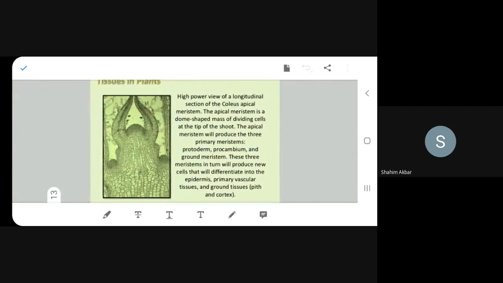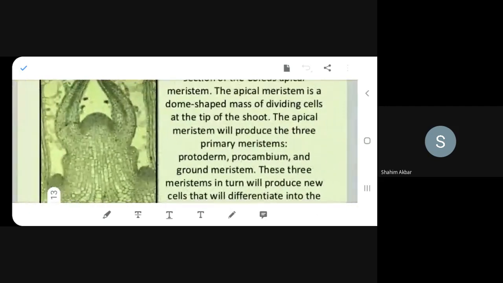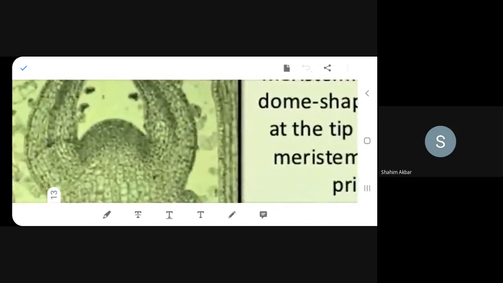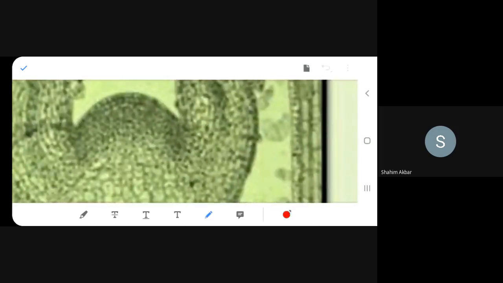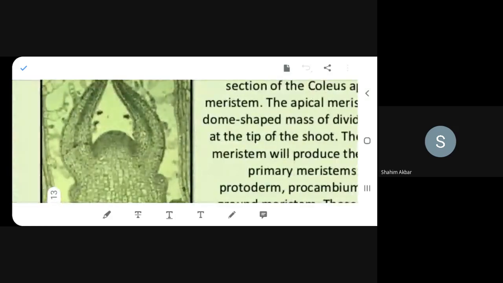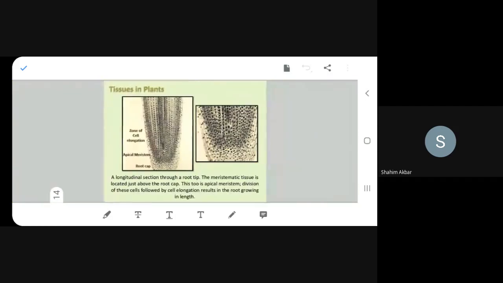See, can you see this? This is the apical meristem, and this portion has got meristematic cells. Which cells? Meristematic cells, which keep on dividing. Okay, it's a shoot. We come to the root.